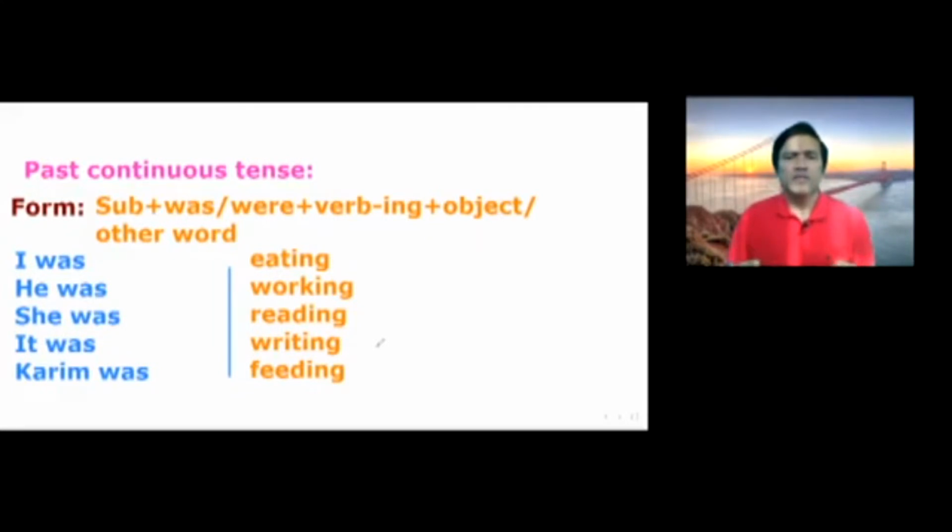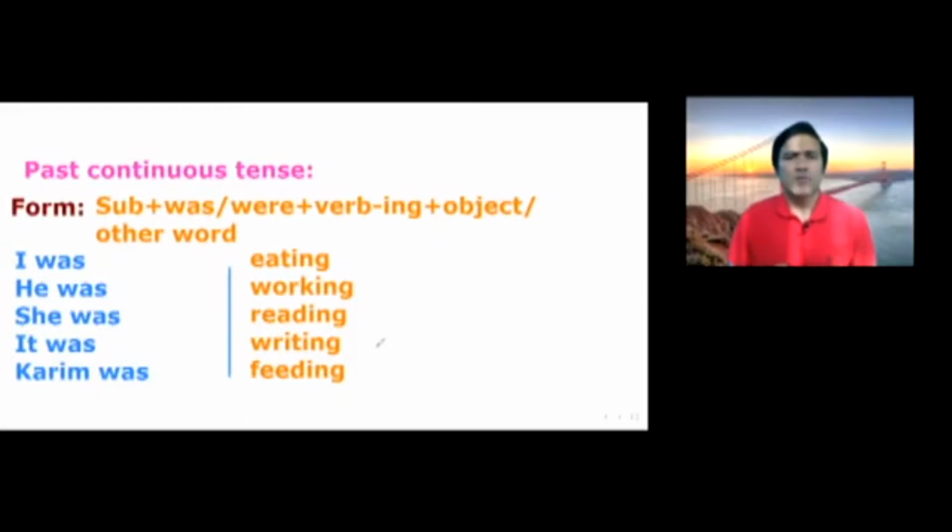I was eating means ami khacchilam, he was working means se kaj korchilo, she was reading, se porchilo, it was writing, eti lekhchilo, Karim was feeding, Karim khawachilo.